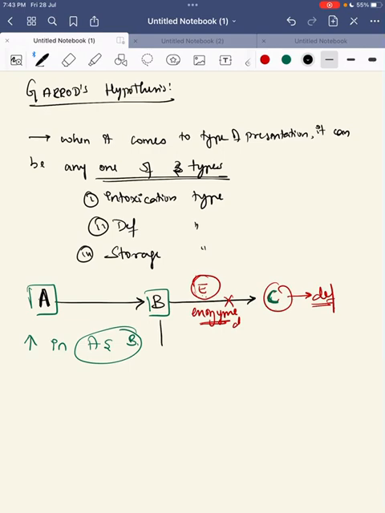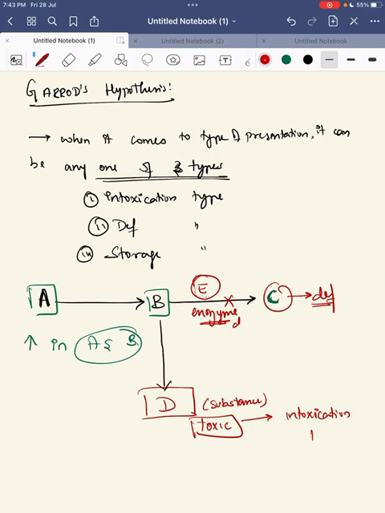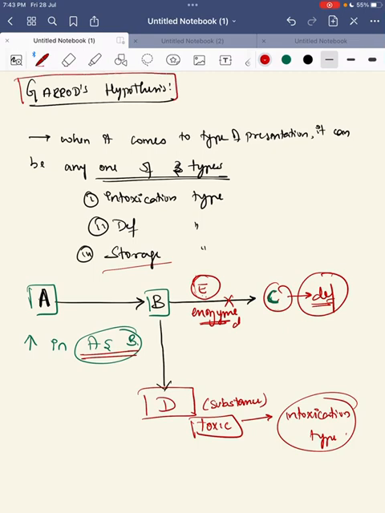Sometimes B can take an alternate pathway and be converted to substance D. The D substance can be toxic, leading to an intoxication type. This is the deficiency type, and when there is an excess of A or B in that individual, it can lead to a storage type. This is according to Garrod's hypothesis, the formula for every inborn error of metabolism.